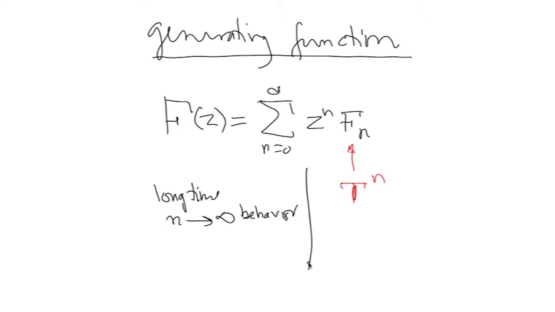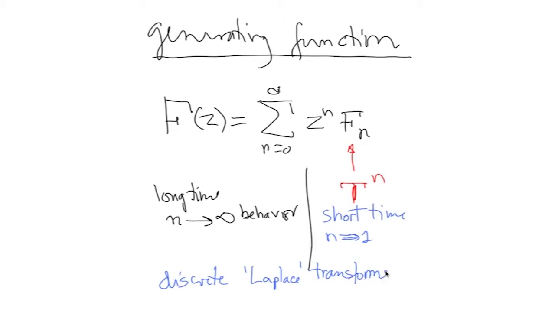Given short time, n goes to 1 behavior. Well, n equals 1 from one step. And as we'll see, this can be thought of as a discrete Laplace transform. This is not obvious now, but as soon as we go to continuous time, it'll be pretty obvious.